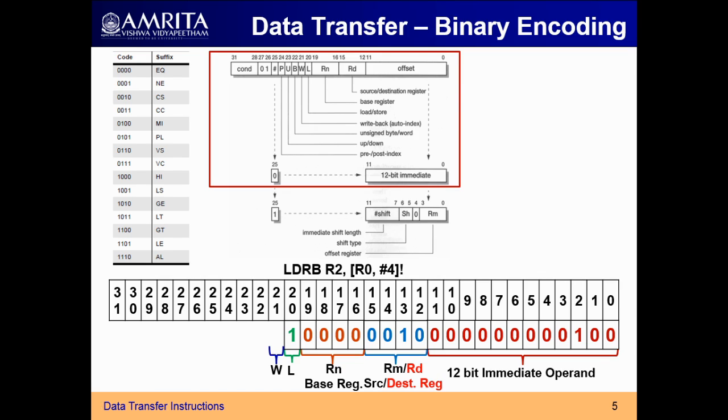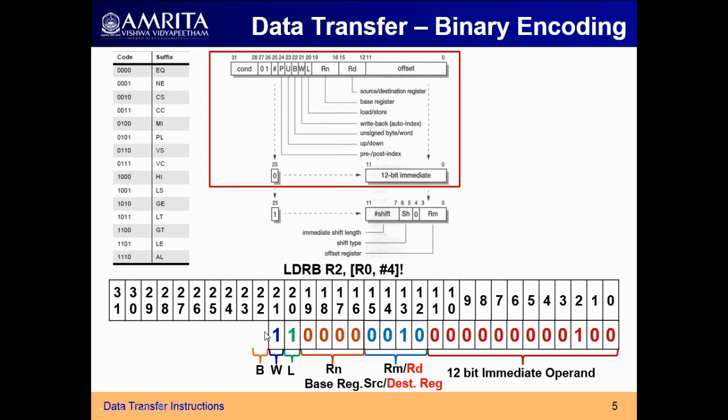But the next bit, 21st bit, is used for representing the write back. Right? So here, since exclamation mark is there, write back is enabled so that the address present in R0 will be updated. So write back is there. So write back bit will be written as 1.